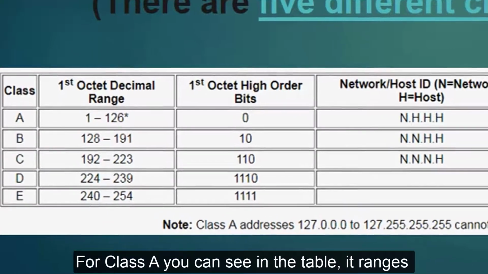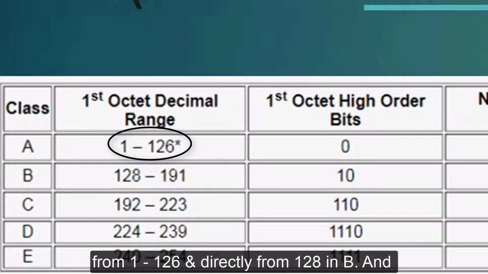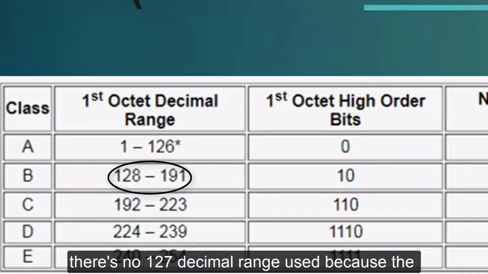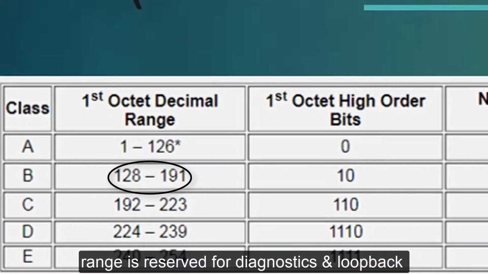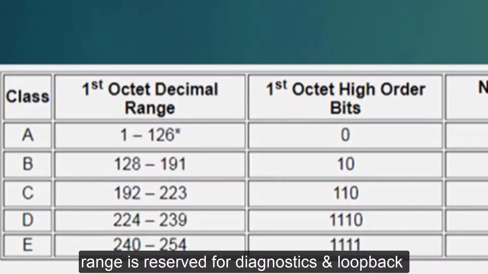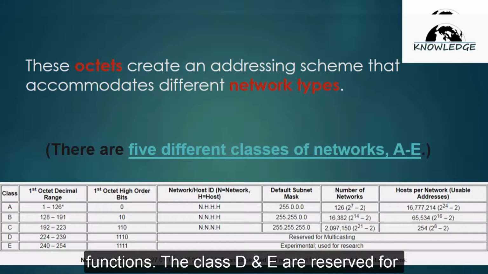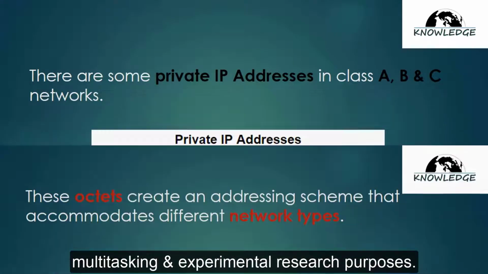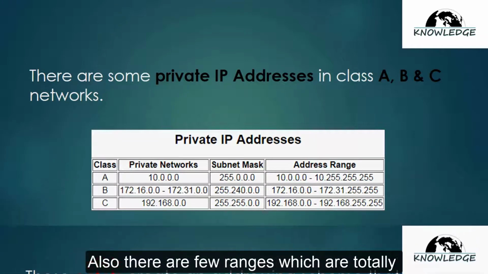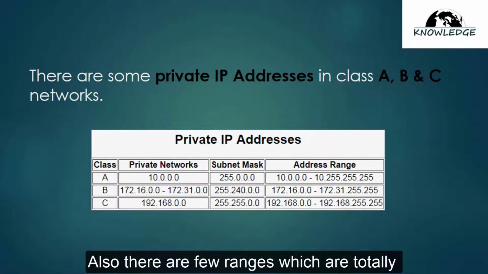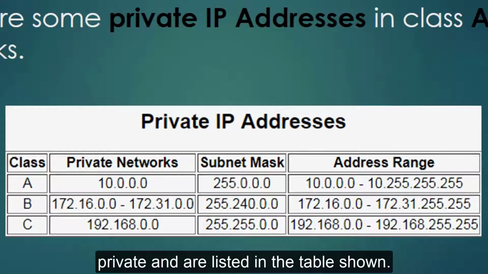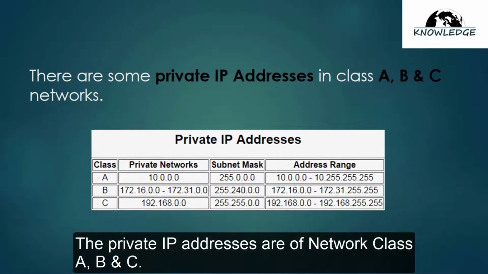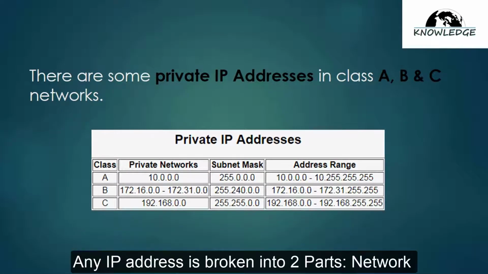For class A, you can see in the table it ranges from 1 to 126, and class B starts directly from 128, but there's no 127 range used because that range is reserved for diagnostics and loopback functions. The class D and E are reserved for multicasting and experimental research purposes. Also, there are a few ranges which are totally private and are listed in the table shown. The private IP addresses are of network classes A, B, and C.